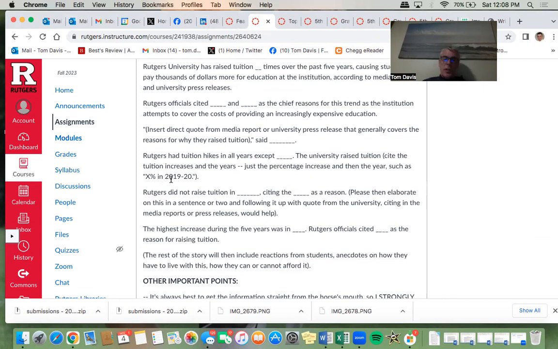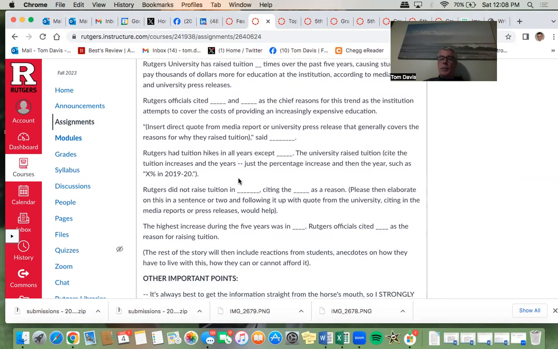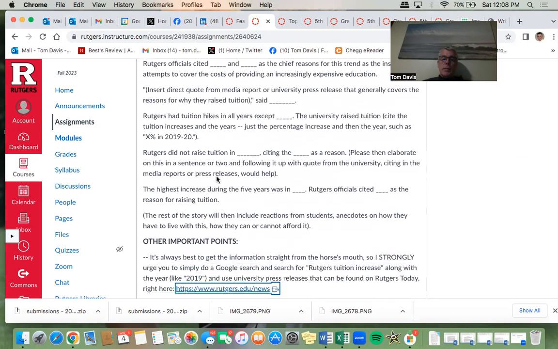So you do X% in 2019, 2020; X% in 2020, 2021. Or if there's a year where they didn't raise tuition, you just put it right here. You just say they raised it in all years except for this year or these years, and then you list the years where they raised it. X% in 2021, 2022. I already told you they raised it in 2022, 2023, X% in that year. That's all. You don't average them out. You don't add them together. You just do that. Okay.